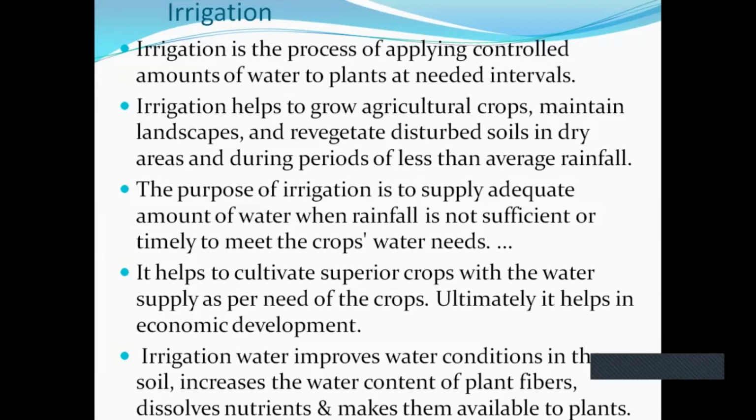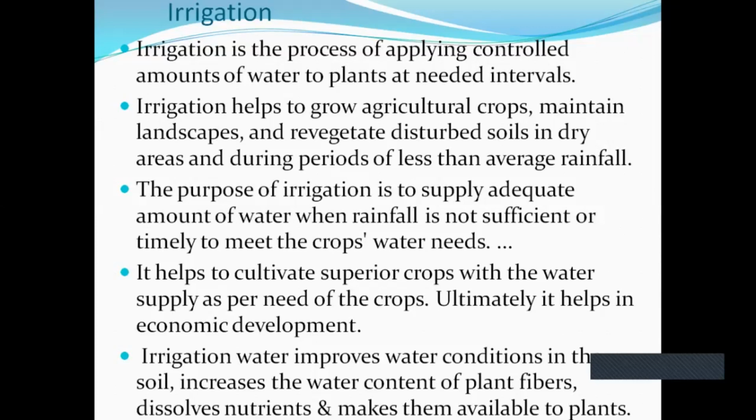If rainfall is not sufficient, and the farmer has a proper facility of irrigation, he can grow his crop properly. Irrigation helps to cultivate superior crops with water supply as per the need of the crop. Whenever water is needed, the farmer can give water to his crop. Ultimately, it helps in economic development. It helps in getting more yield, which will lead to more profit to the farmer. It means he will get more money.